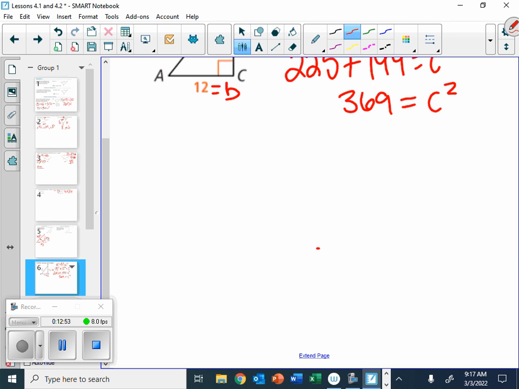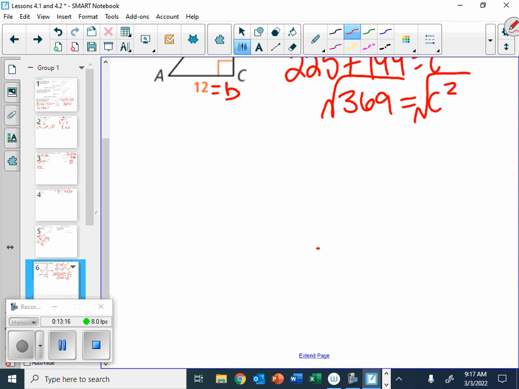Does anyone remember the opposite of squaring something? Square root. Good, square root. So I need to square root both sides. Got it? On your homework, some of them are going to ask you to leave your answer as a decimal. Some of them are going to ask you to simplify the square root. So we need to remember how to do that.